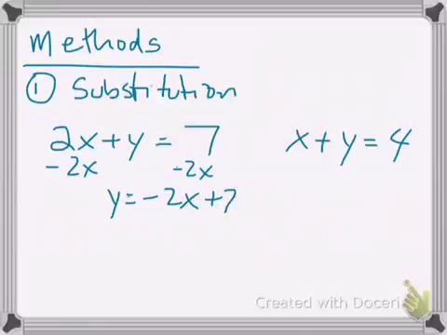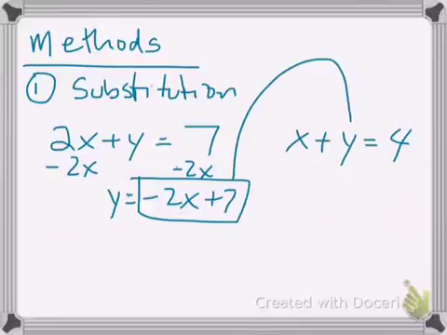Now what do I do with that? Take this, substitute it into the other equation in the place of y, because y is equal to negative 2x plus 7. So x plus negative 2x plus 7, there's my substitution, equals 4.